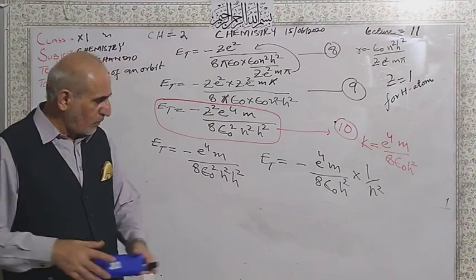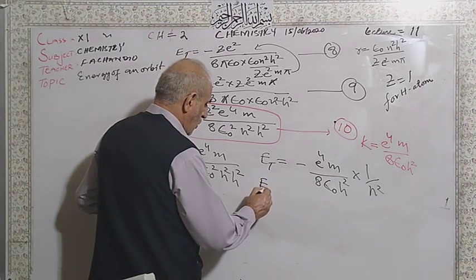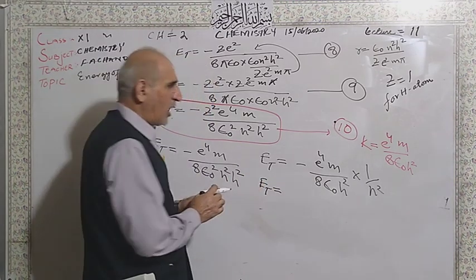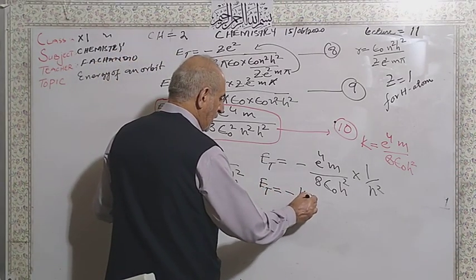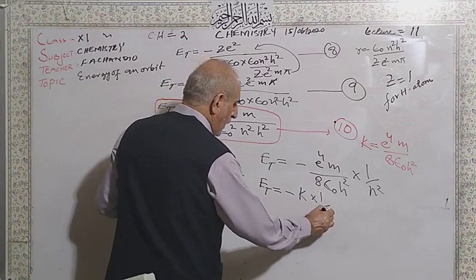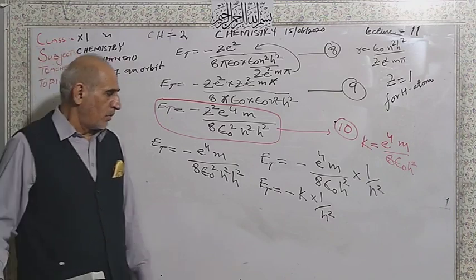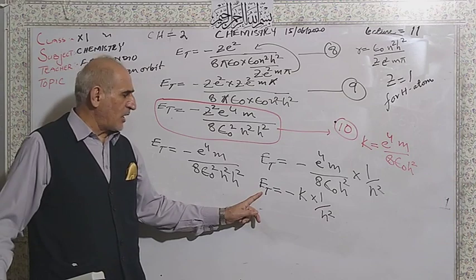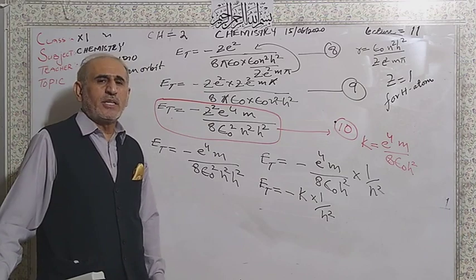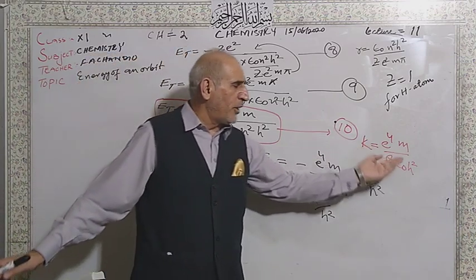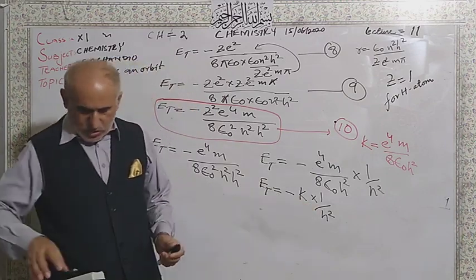Now, the total energy of the electron is minus K multiplied by 1 over n squared, like this. To calculate the total energy of the electron, you insert all the constant values, and you get K as a fixed value, multiplied by 1 over n squared.